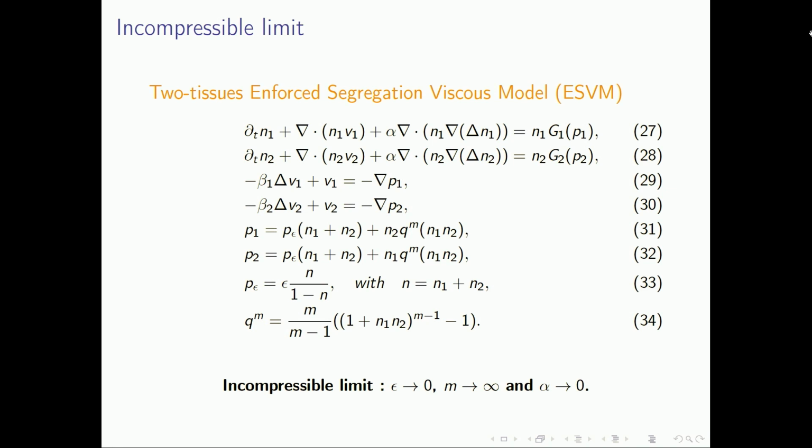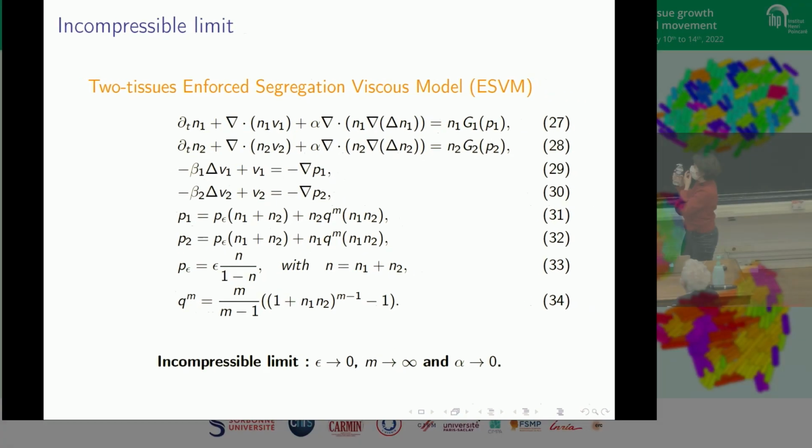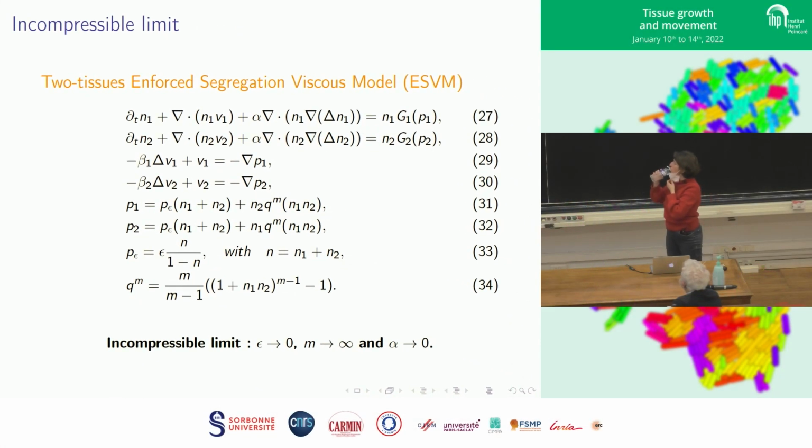Okay, and now what we want to do is to compute the incompressible limit of this model. In this case, the incompressible limit will be not only to have epsilon go to 0, but also we want segregation to be enforced, and we will take m goes to infinity. And then take also alpha equal to 0, since we expect that regularization should not be needed anymore.